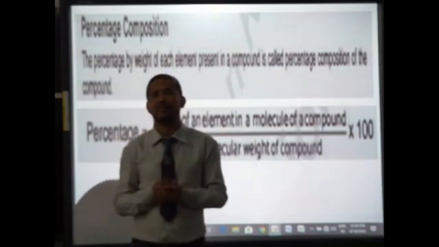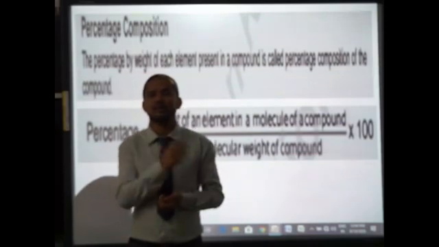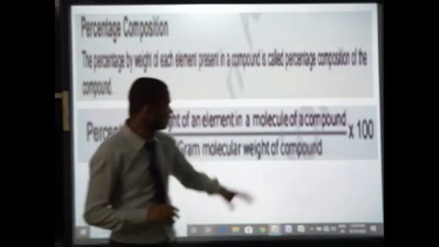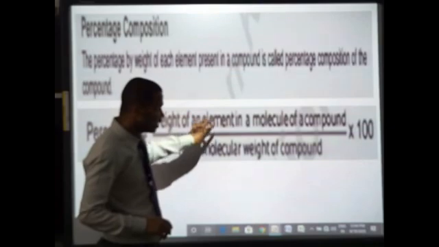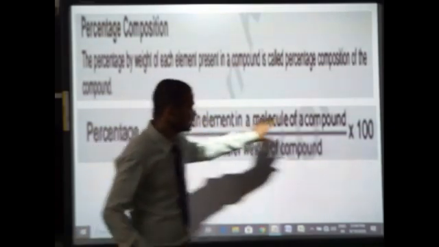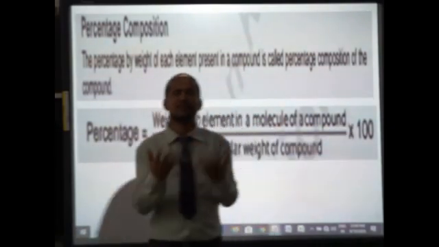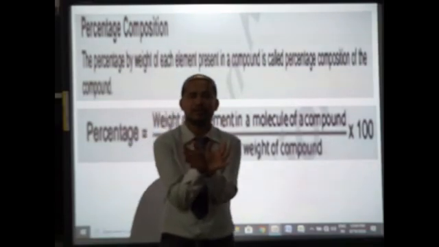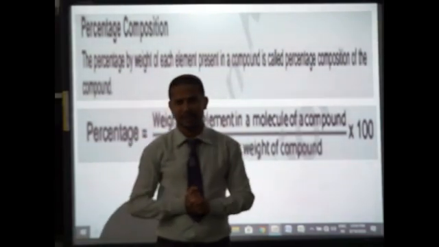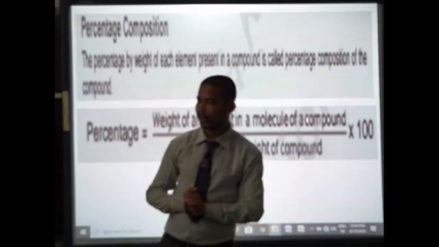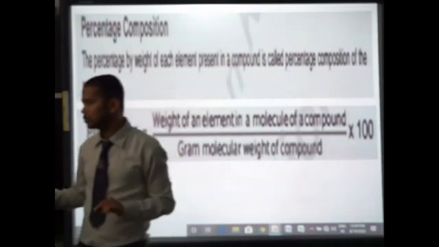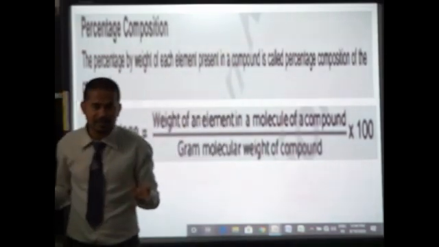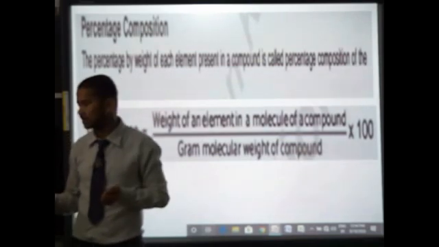If you have to find the percentage of sulfur in sulfuric acid, then you will write the weight of sulfur divided by the weight of sulfuric acid into 100. Then you get the percentage composition. What percent of sulfur is present in sulfuric acid can be found. So that way we do this percentage composition. Practically, numerically, we will do it in the next class.